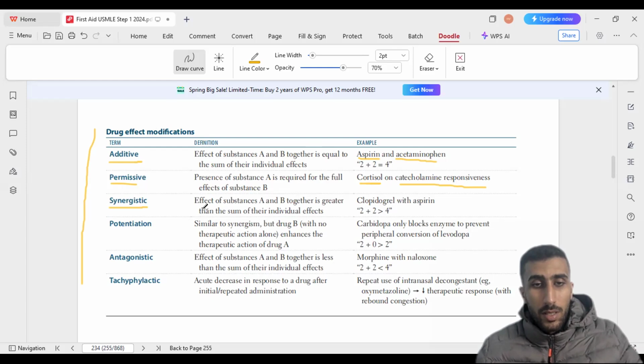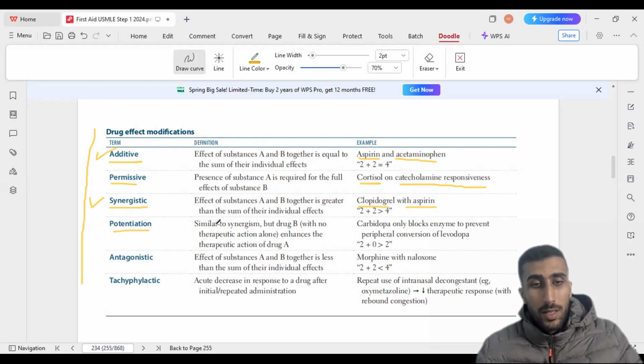And synergistic is, instead of a simple addition such as the additive term, A plus B is greater than the summation, or the addition, of both of them. For example, clopidogrel plus aspirin. Clopidogrel plus aspirin has more effect than the simple addition of both of them combined. The effect of substances A and B together is greater than the sum of their individual effects. So this is synergistic. Synergistic is like additive but more powerful. You have to remember it this way.